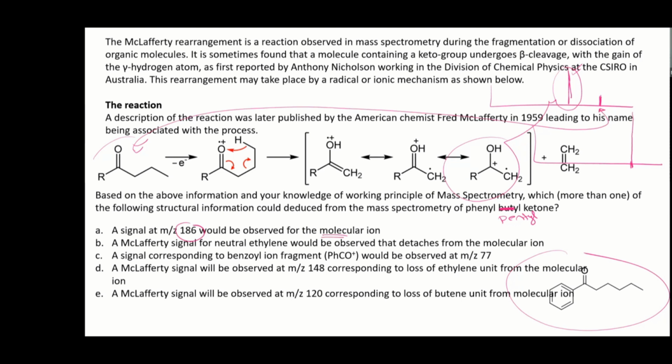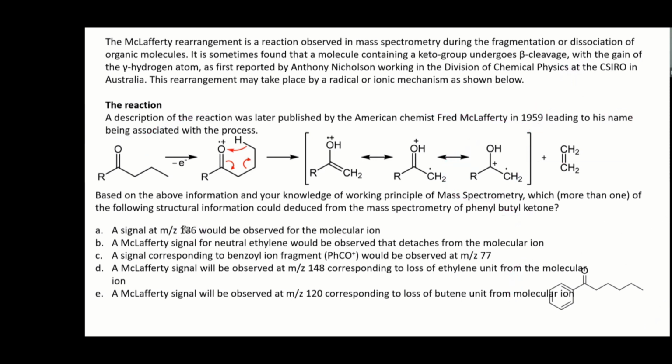Okay, so signal at m/z 186 would be observed for the molecular ion peak. Which means you have to calculate the molar mass of this compound. So if you look at the molar mass, that is 77 for the phenyl ring and 28 for the carbonyl. By the way, it's good to memorize these things. 77 for the phenyl ring, 28 for carbon 12, oxygen 16, right?